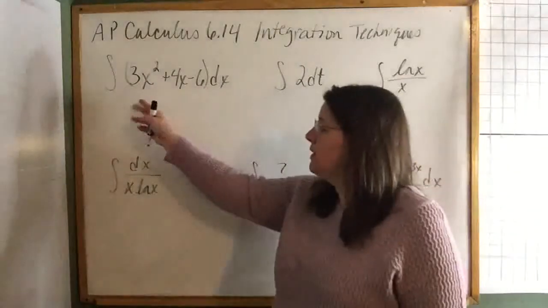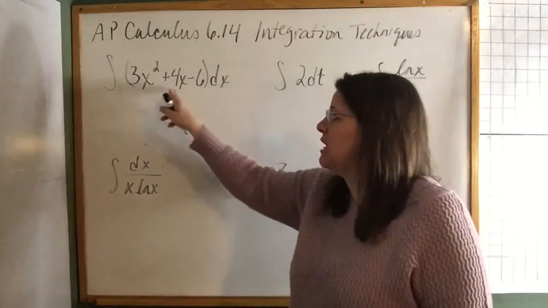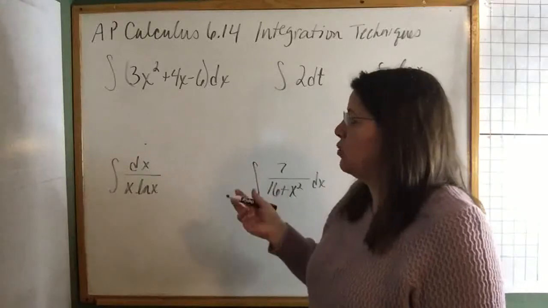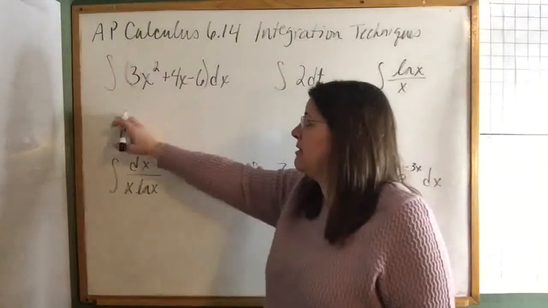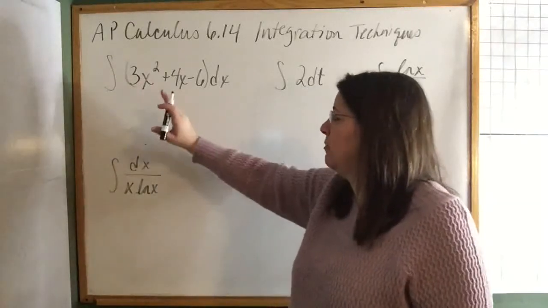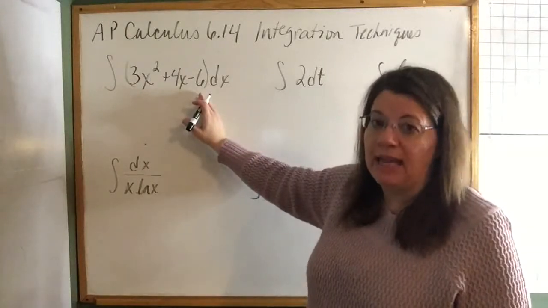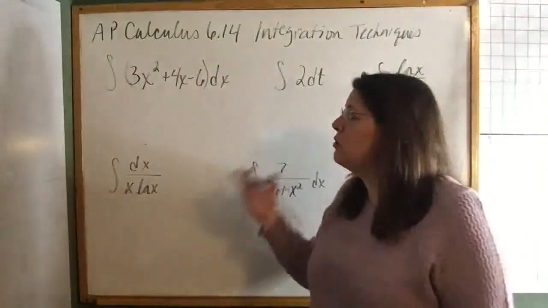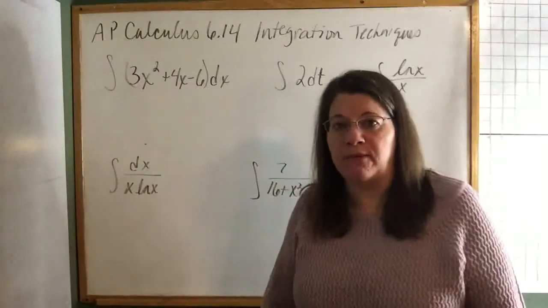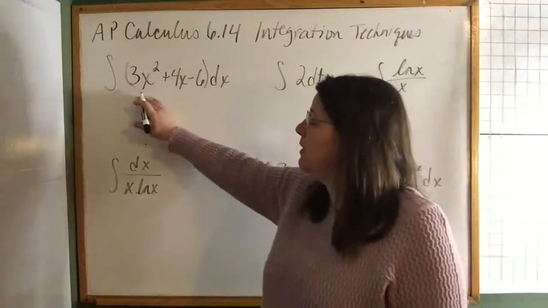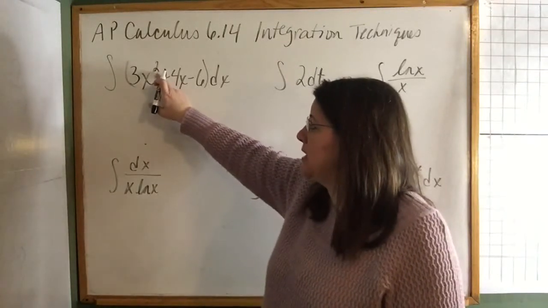With this one, that is a simple integration problem where I don't have anything special. I can just integrate each term separately because each one can be its own antiderivative. And I could take the time to separate it and say the antiderivative of 3x squared dx plus the antiderivative of 4x dx plus the antiderivative of negative 6 dx. But there's no need in doing that when we can just do each term separately and add our like terms and be finished.